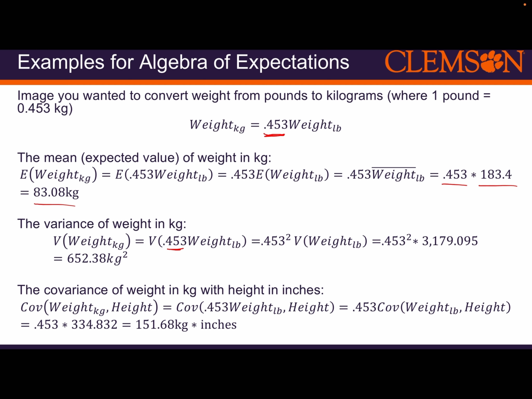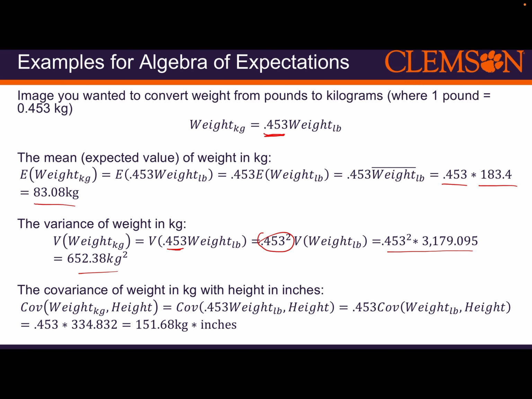Now the variance, similarly. For the variance of kilograms, where we multiply weight by 0.453, we have to take that and square it and multiply by the original variance right here. We end up with 652.38 kilograms squared. So that is our new weight in kilograms. Now the covariance of weight in kilograms with the height in inches, right?